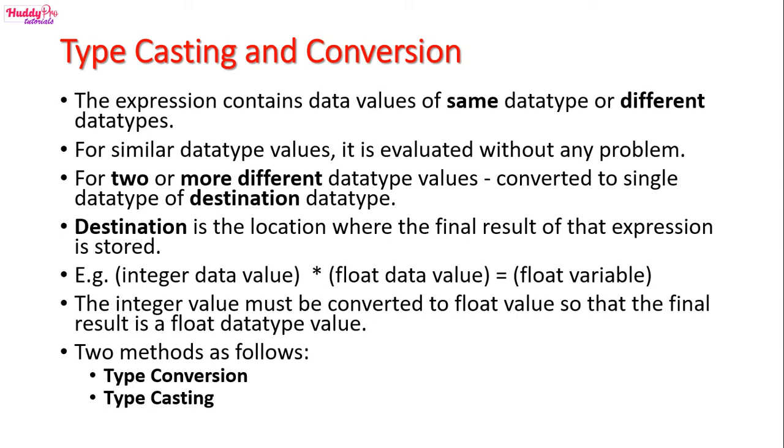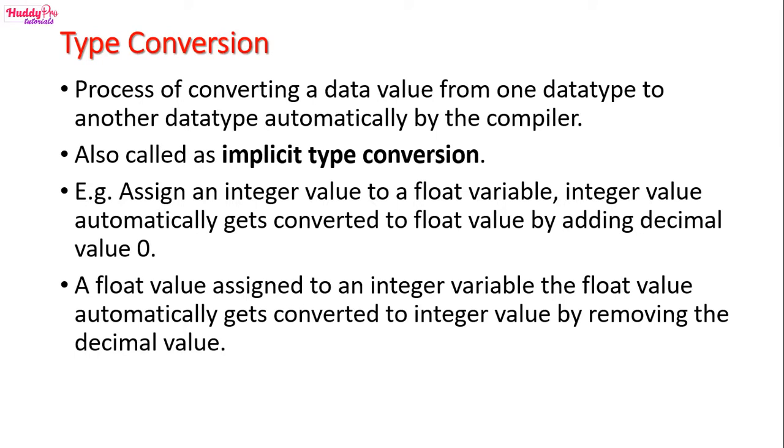Now in the C programming language, the data conversion is performed in 2 different methods as follows. So we have what we call type conversion and type casting. Okay, let's begin with type conversion. Type conversion is the process of converting a data value from one data type to another data type automatically by the compiler.